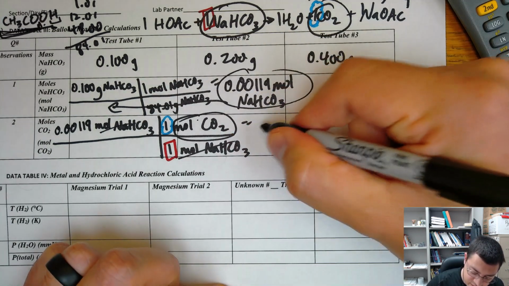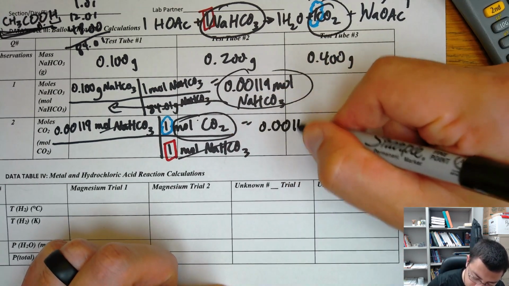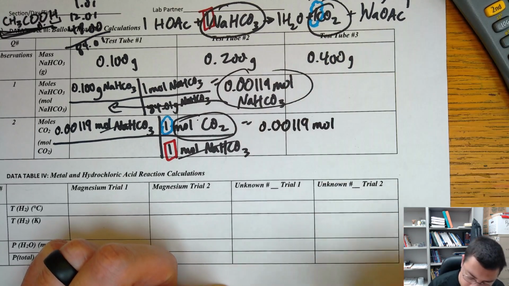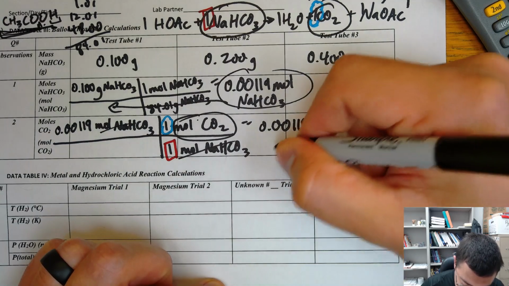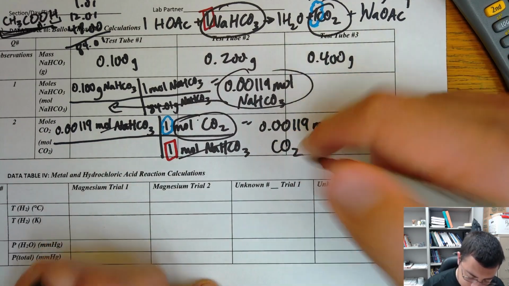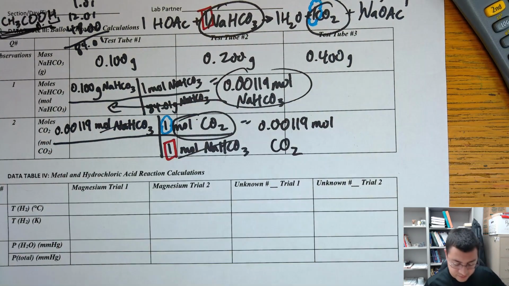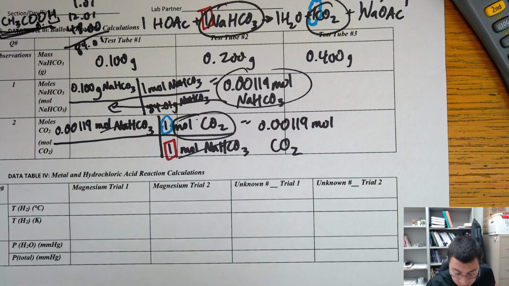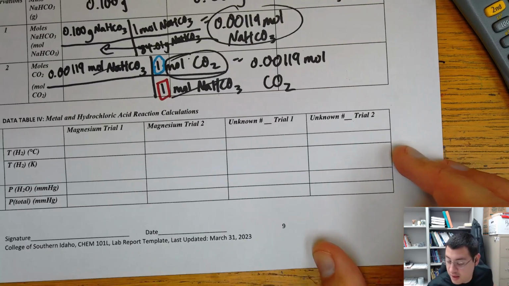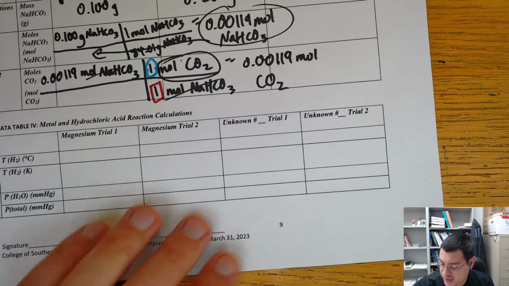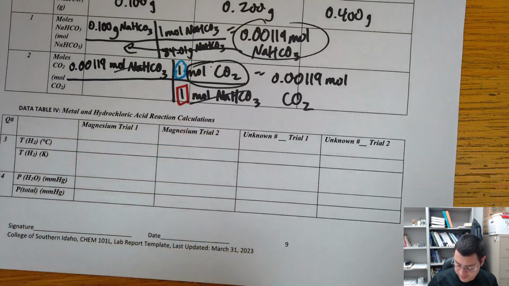Anyways, yeah, you get the same answer numerically: 0.00119 moles of CO2. And that would go in that box. All right, that covers Avogadro's law calculations.